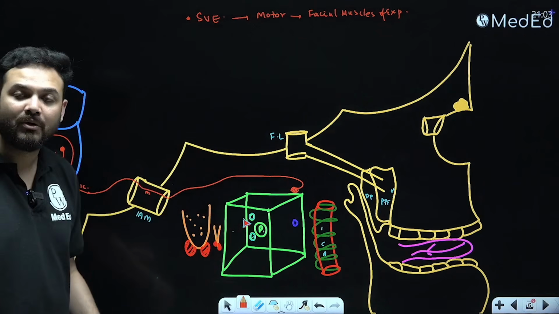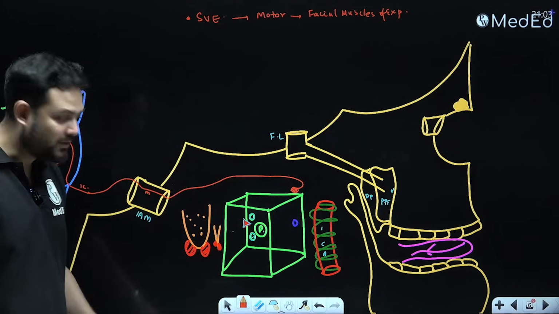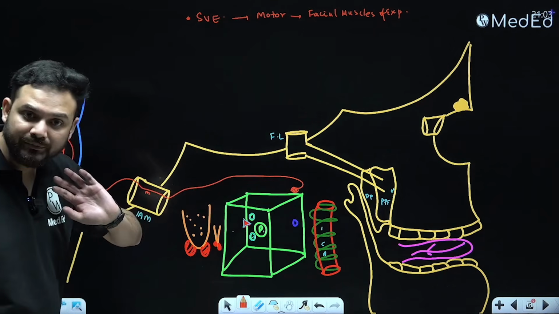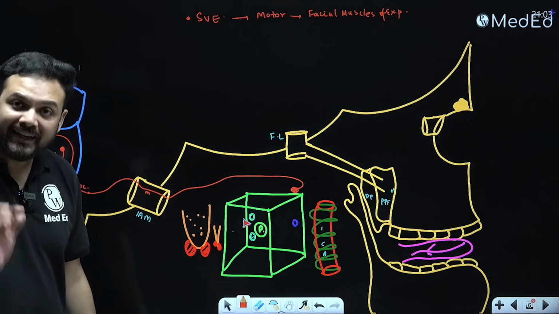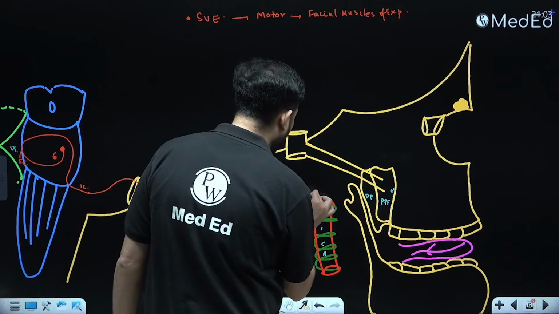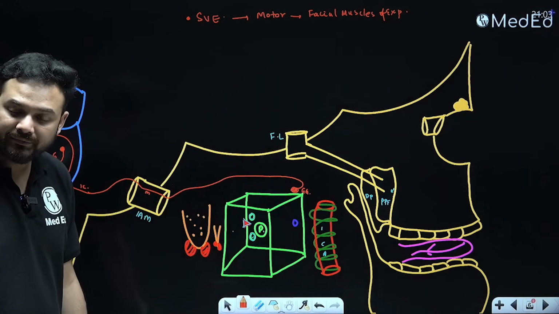Ganglion is a collection of cell bodies outside the central nervous system. So that is called a ganglion. Now this exits out of the meatus and goes up till the roof of the middle ear and forms a ganglion. This ganglion which the facial nerve is forming at the roof of the middle ear is called the geniculate ganglion.